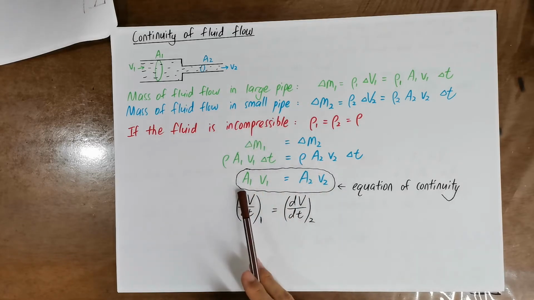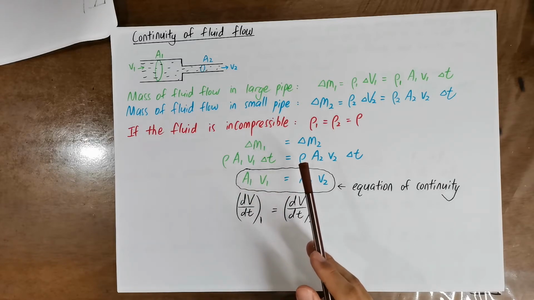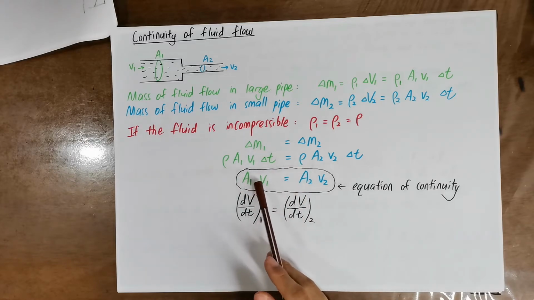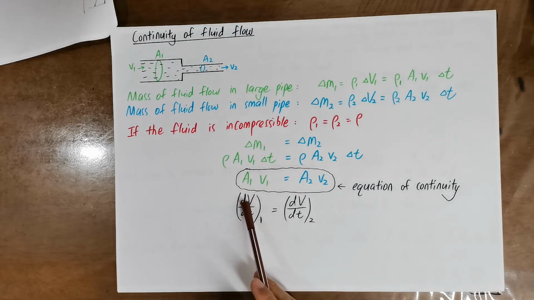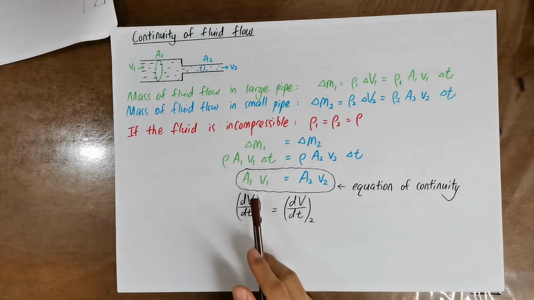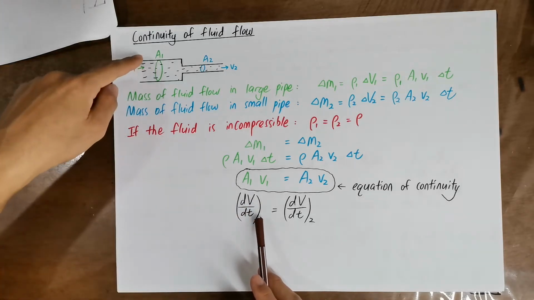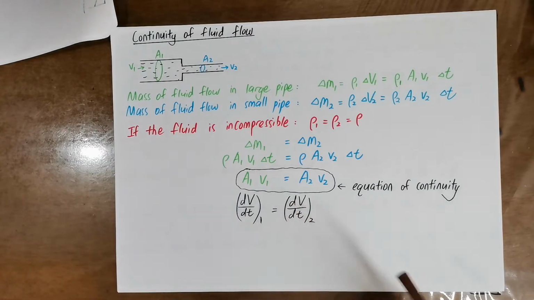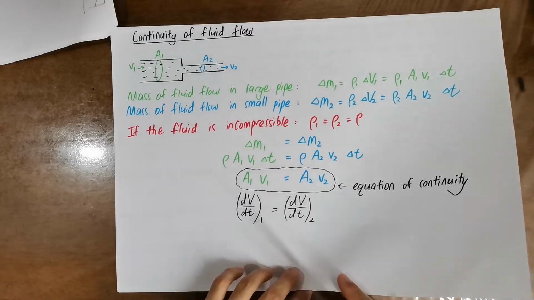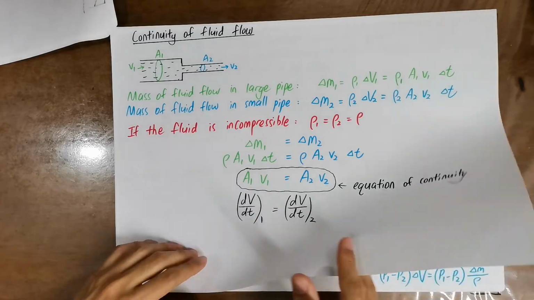Actually, you see the area has a unit of meter squared, the velocity has a unit of meter per second, so this is meter cubed per second. So this is like the rate of change of the volume. The rate of change of volume of the fluid in the larger pipe is the same as the rate of change of volume in the smaller pipe. You remember this because we are going to use this right now.